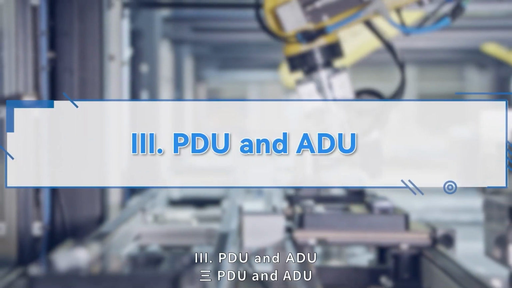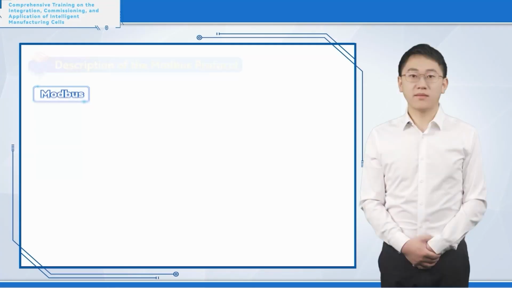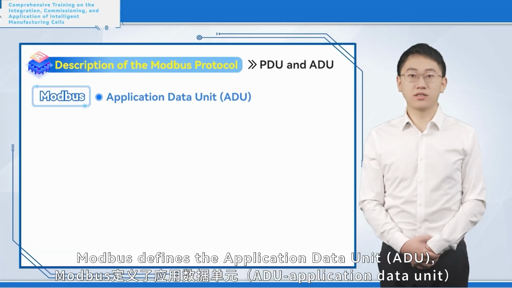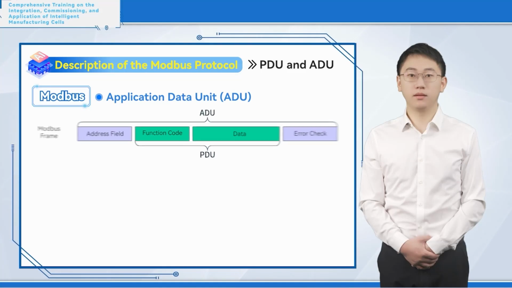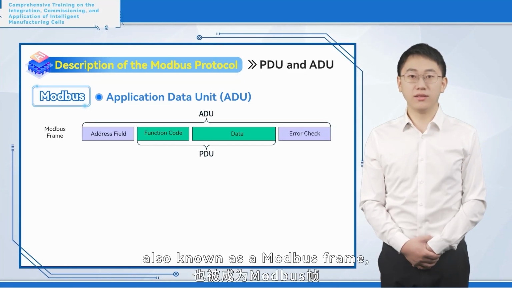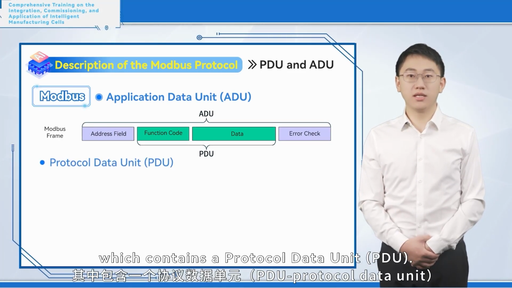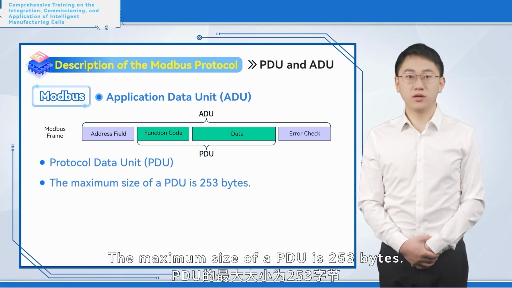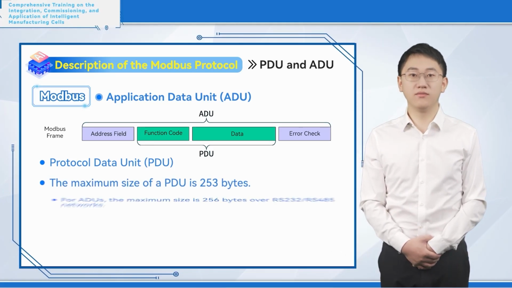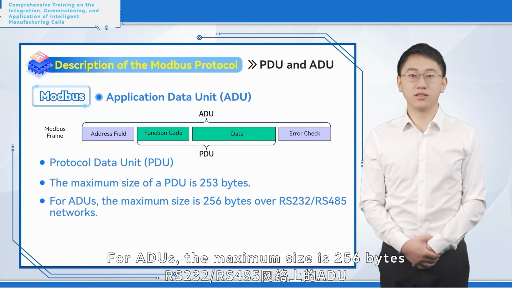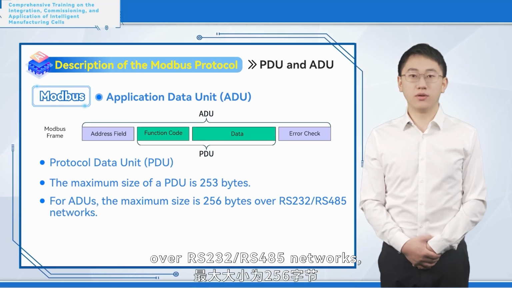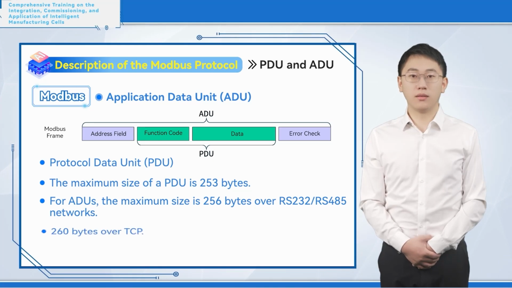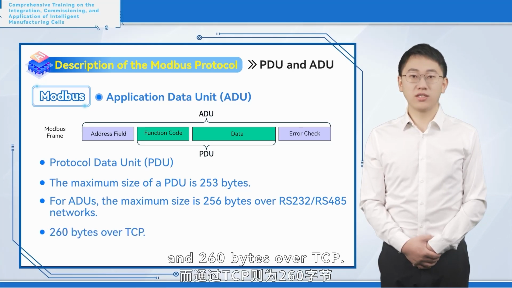3. PDU and ADU. Modbus defines the Application Data Unit, ADU, also known as a Modbus frame, which contains a Protocol Data Unit, PDU. The maximum size of a PDU is 253 bytes. For ADUs, the maximum size is 256 bytes over RS-232 and RS-485 networks, and 260 bytes over TCP.